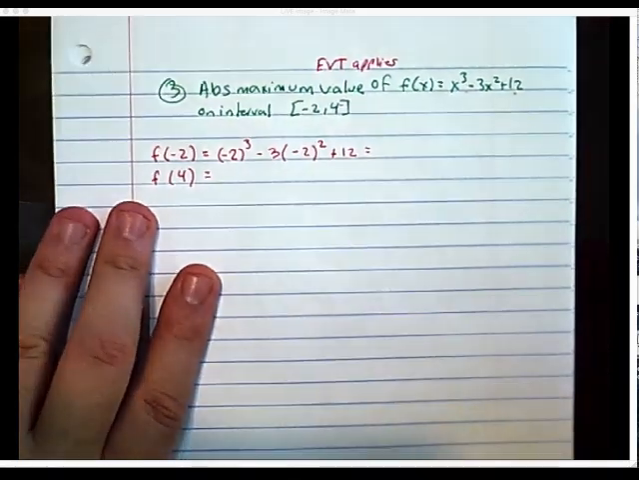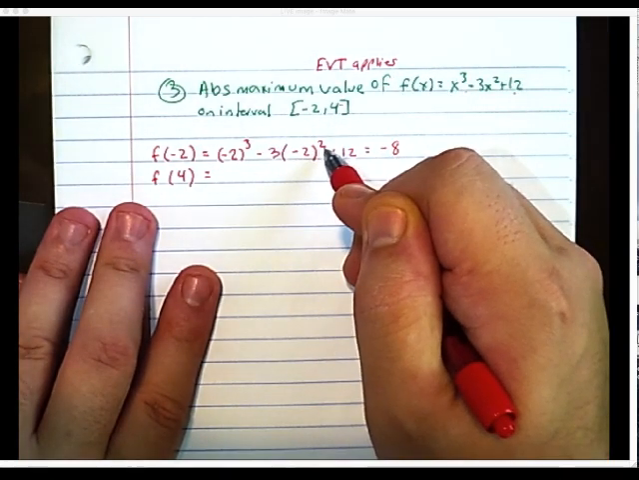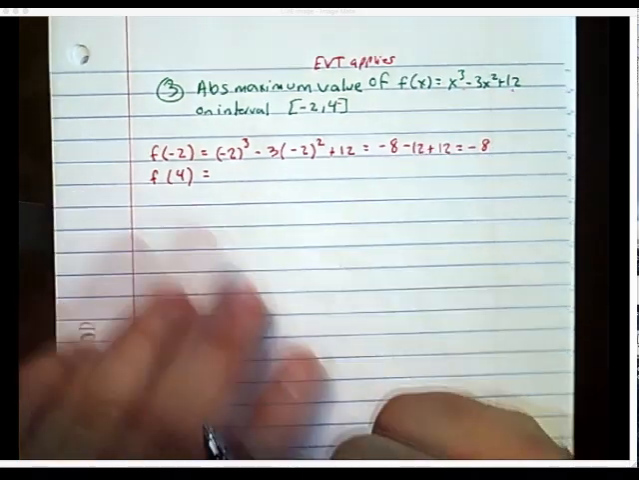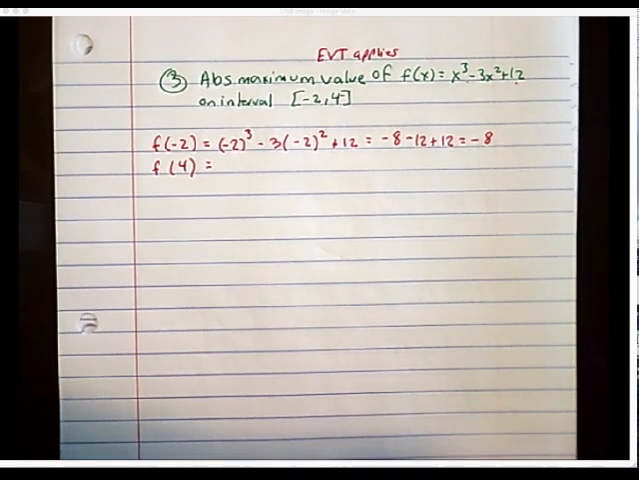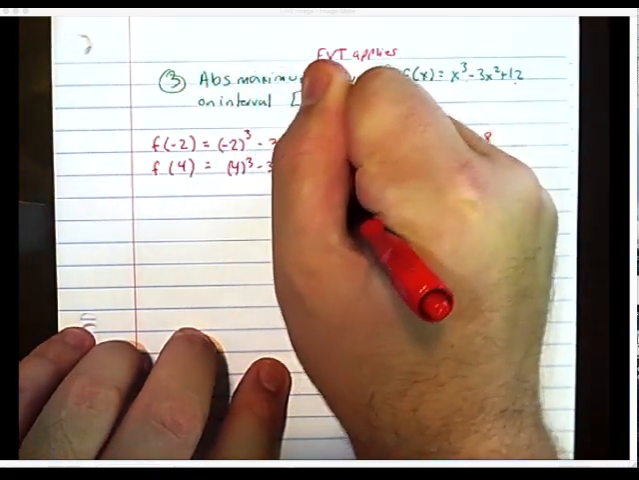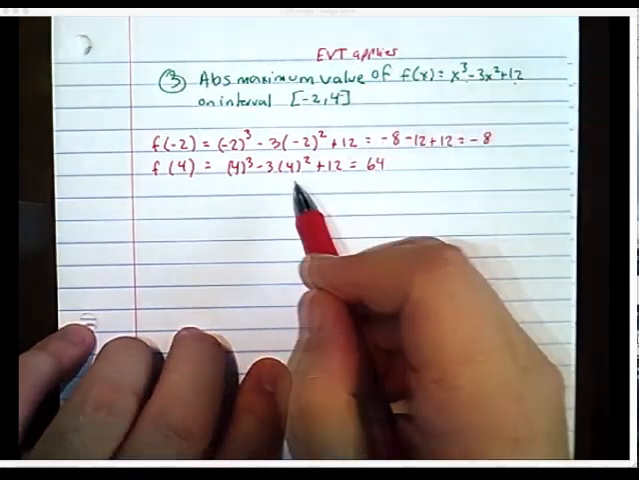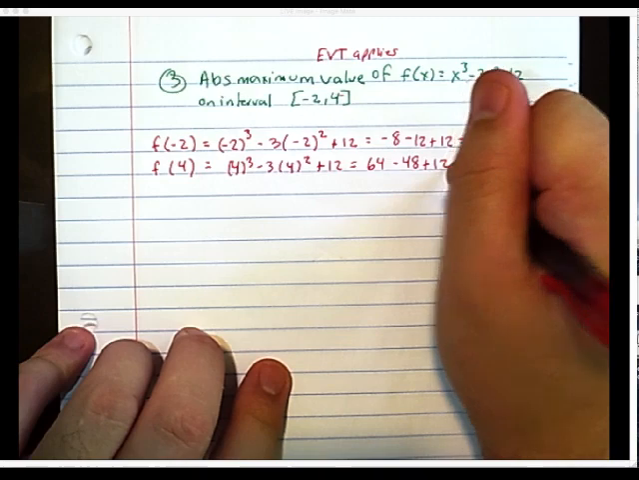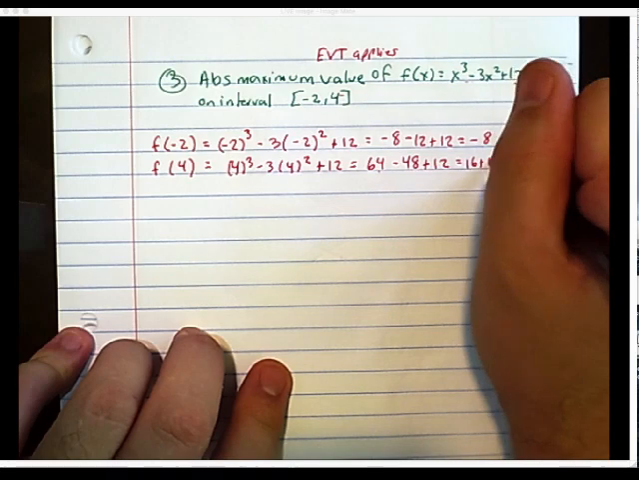Let's simplify that a little bit. That would be negative 8. Negative 2 squared is 4 times negative 3 is negative 12 plus 12. All right. So that's negative 8. And if I do 4, that would be 4 cubed minus 3 times 4 squared plus 12. Well, 4 cubed is 64. 4 squared is 16 times negative 3 is negative 48 plus 12. 64 minus 48 is 16.